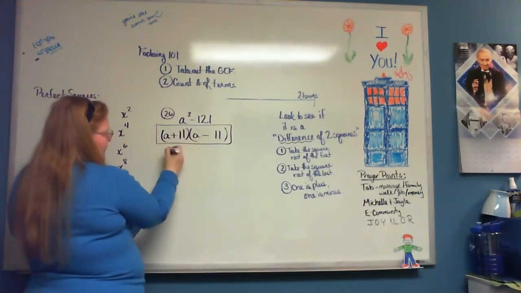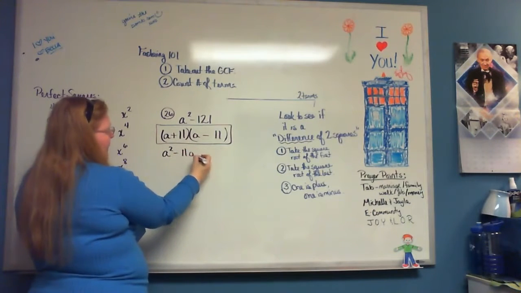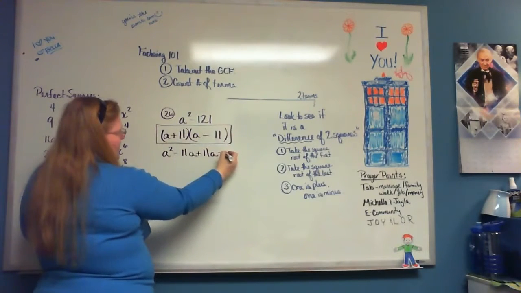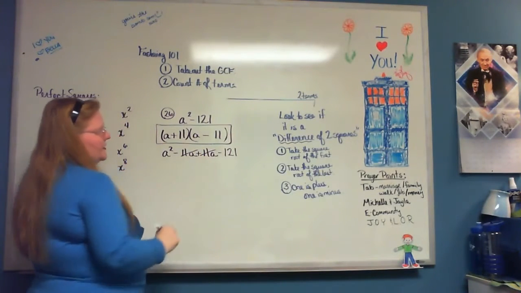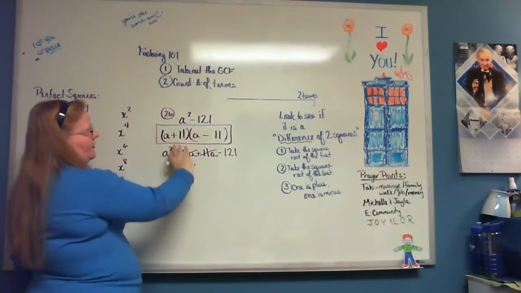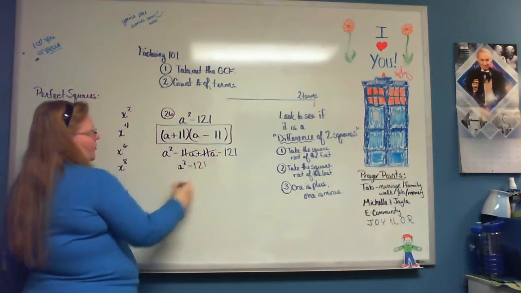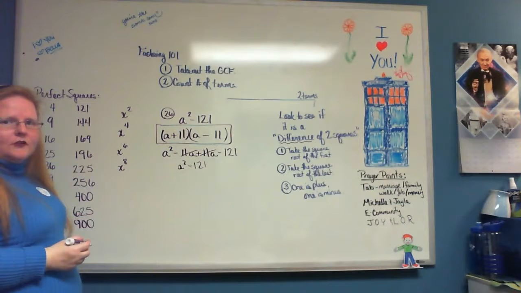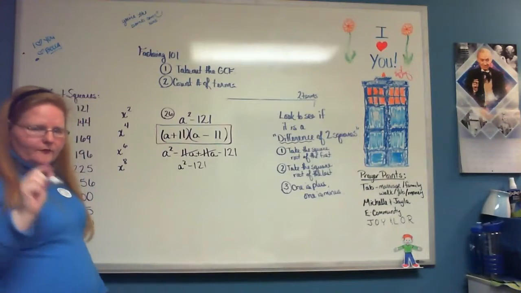So a times a is a squared. a times negative 11 is negative 11a. 11 times a is positive 11a. And 11 times negative 11 is negative 121. If you'll notice, the middle two terms will cancel each other out every single time. That's why we had to look for a difference of two squares. The middle two terms have canceled each other out. And that's why you end up with a squared minus 121. See, it's right. But why couldn't you just believe me before? It's okay. I still love you. A little bit.